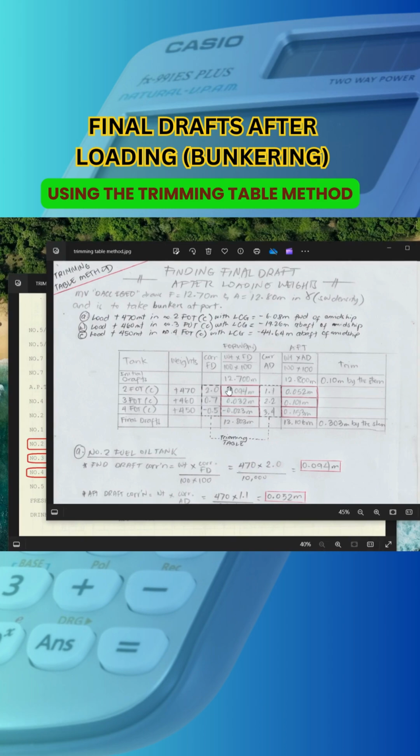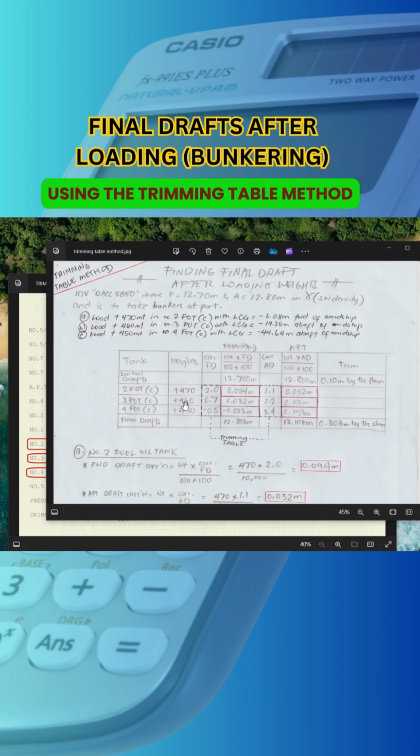So now for the forward, weight 470 times 2.0 divided by 100 multiplied by 100, the answer is 0.094. It's the same thing here in the aft. The weight 470 multiplied by 1.1 divided by 100 times 100, the answer is 0.052.